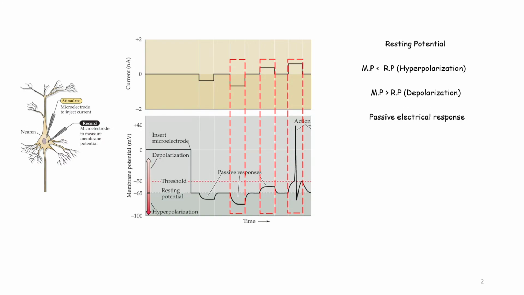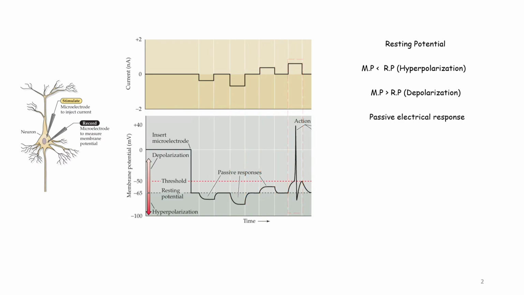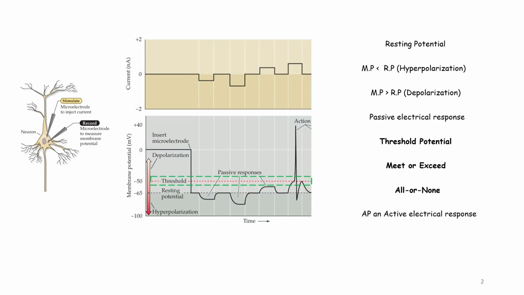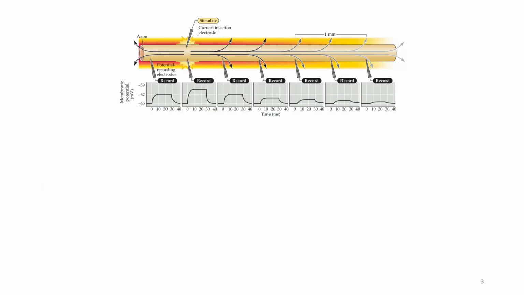Now, what determines whether an action potential will occur or not? That is this red line, called the threshold potential. If the membrane potential during this stimulation meets or exceeds the threshold potential, here it is minus 50 millivolts, then a full firing occurs. And if not, there is no firing at all, and that is called all or none. So action potential is an active electric response.